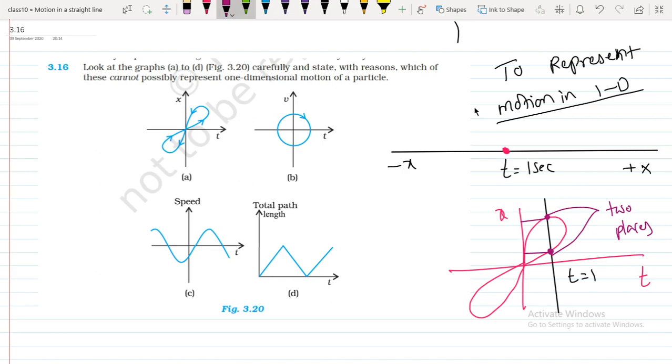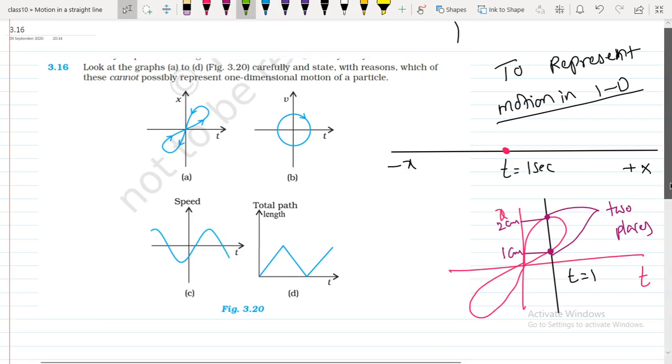Suppose you take x equal to 1 centimeter here and 2 centimeters here. At the same time the particle should not be at two locations. So graph A does not represent the particle moving in one dimension. According to our knowledge of one dimension, it won't represent the motion of the particle in one dimension. Now coming to the second graph, velocity versus time.